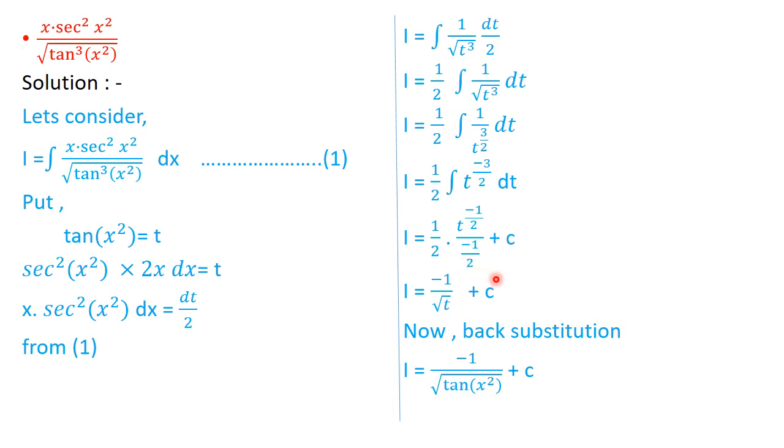Then these two get cancelled and we will have minus 1, and t raised to minus half can be written as 1 by t raised to half, and 1 by t raised to half means root t, plus c. Okay, and again replace this t by the substitution you made earlier. Hence, by back substitution, minus 1 by under root tan x square plus c.